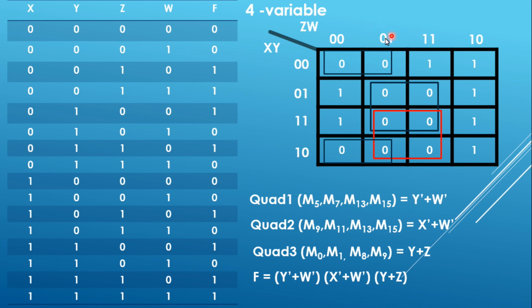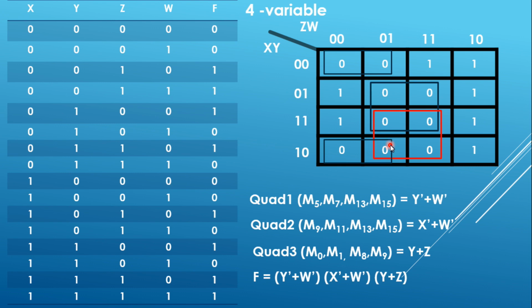And z is changing, so it will be removed. W is the same, but it is 1, so it will be specified as W bar. It is the max term represented with a plus in between, so y bar plus W bar is what you will get out of quad 1 in the minimized form. Quad 2 is M9, 11, 13 and 15, grouping the zeros.